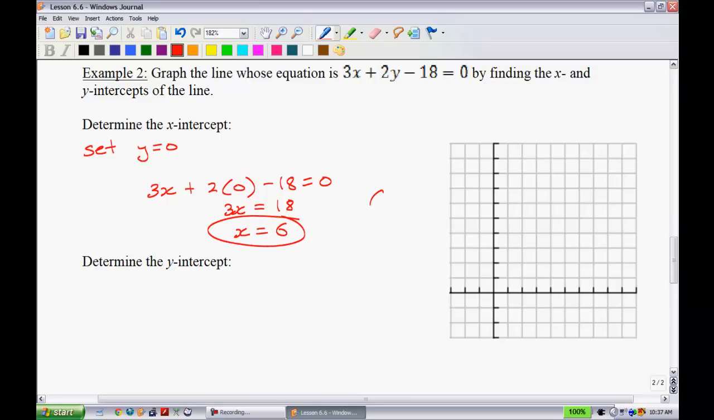Well, what's that ordered pair? That would be the ordered pair 6, 0. So you can go and plot that point on here. We have 1, 2, 3, 4, 5, 6, like so.